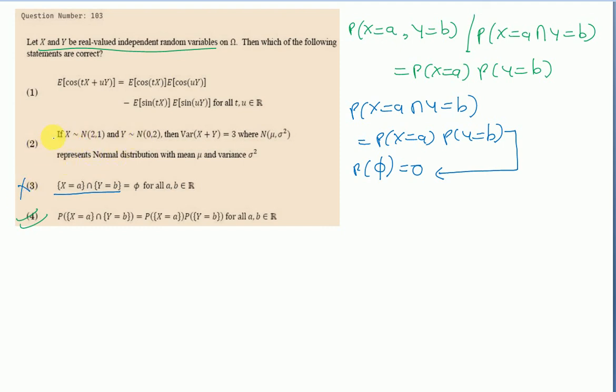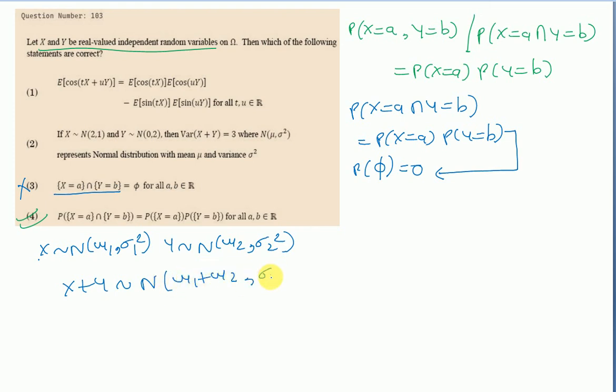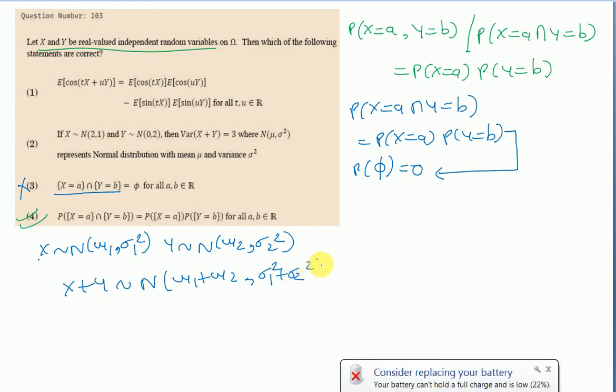And option number 2 is very obvious by the property of linear combination of two independent normal random variables, which says that if x is distributed as normal mu1, sigma 1 square and y is distributed as normal mu2, sigma 2 square, then x plus y is distributed as follows. Remember that here x and y are independent. Then x plus y is normal mu1 plus mu2, sigma 1 square plus sigma 2 square.